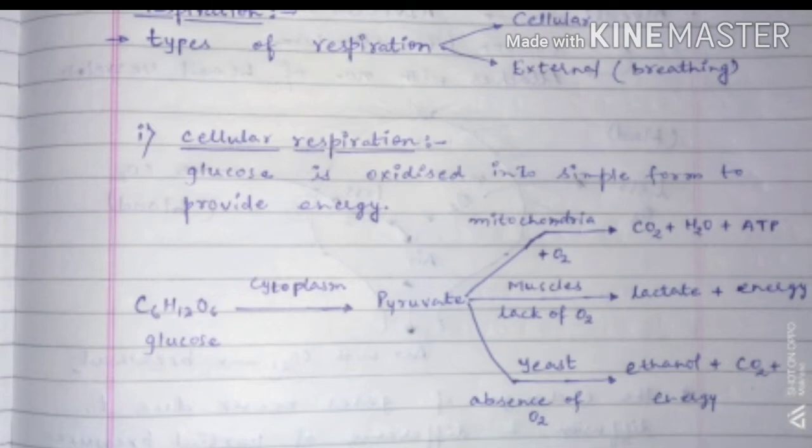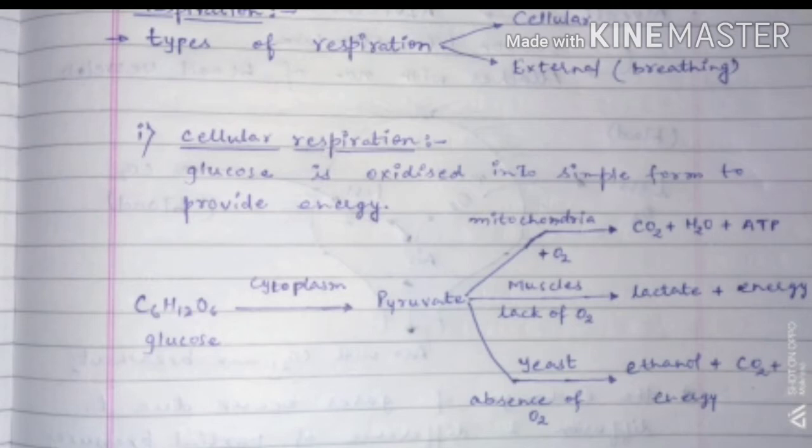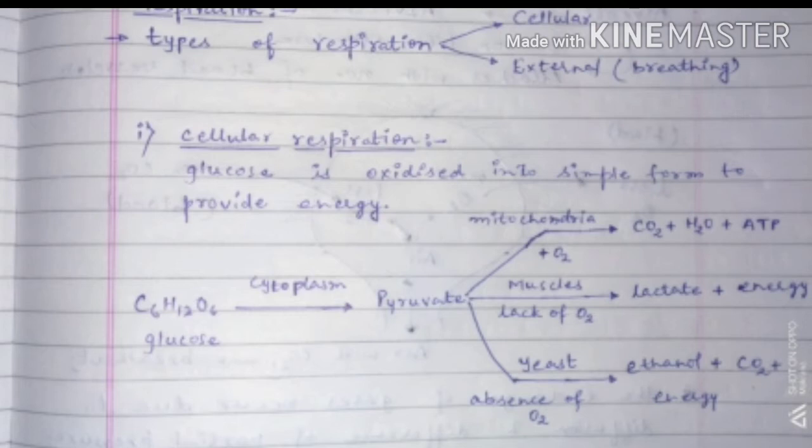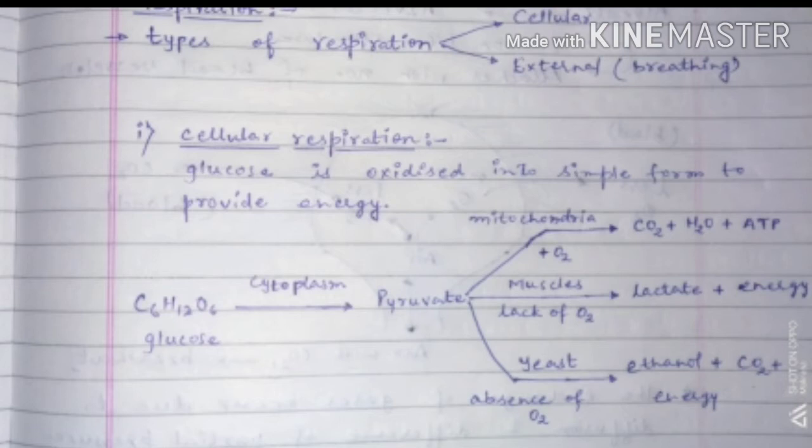But in the case of lack of oxygen in the muscles, pyruvate converts into lactate and provides energy. This process has less oxygen, so it is an anaerobic condition, and during exercise most of the time this process occurs. Lactate gets accumulated in our muscles, which causes pain. This condition is known as cramps.